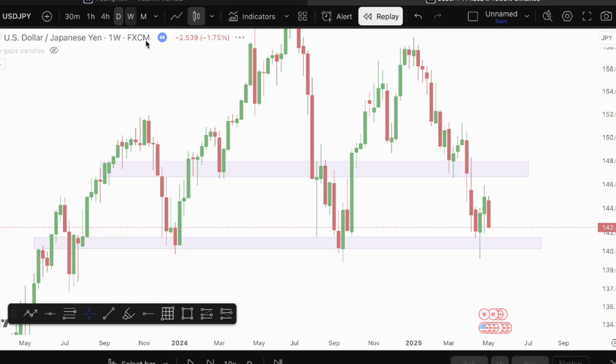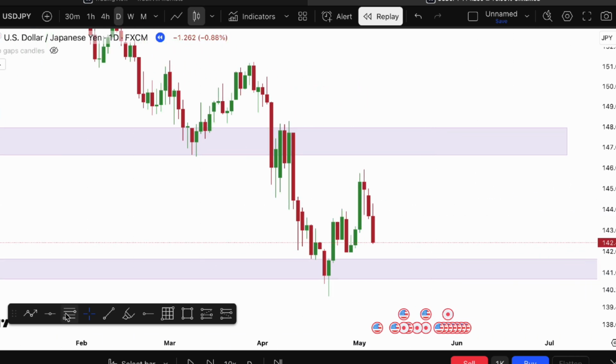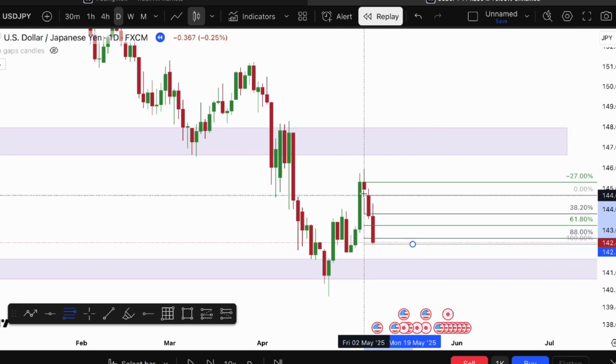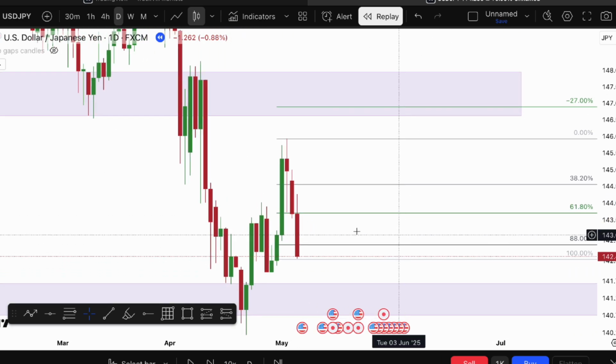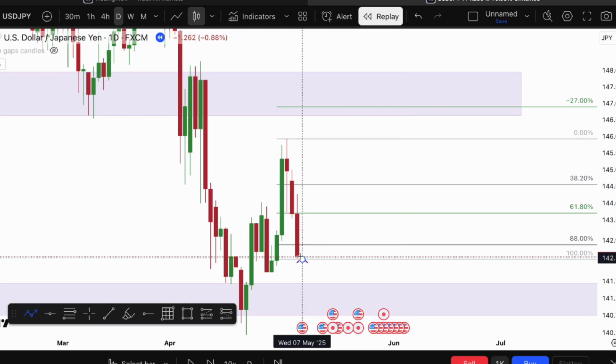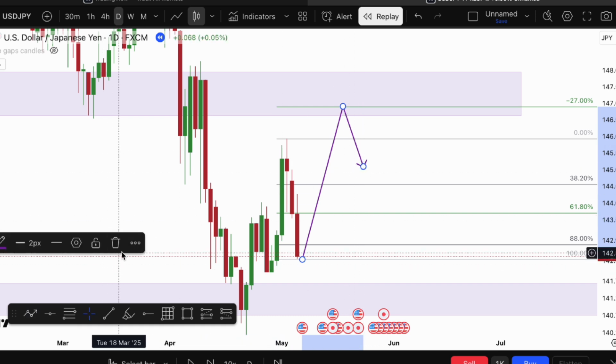If I go back to the daily, I will be drawing my fib in the opposite direction of the retracement, so from the end to the beginning, because we predict that this new impulse will travel at least to the negative 27 before having its retracement.